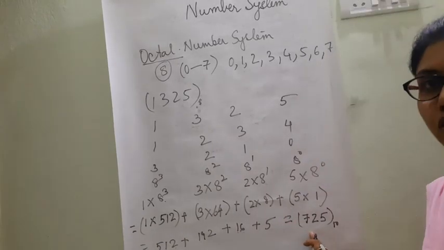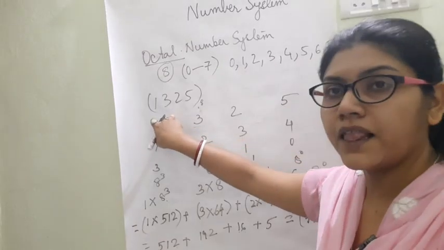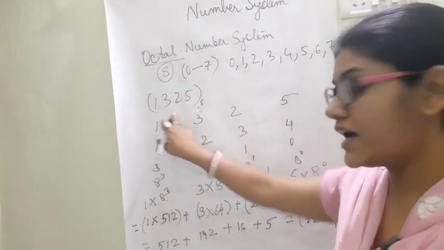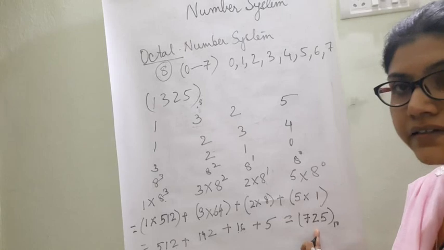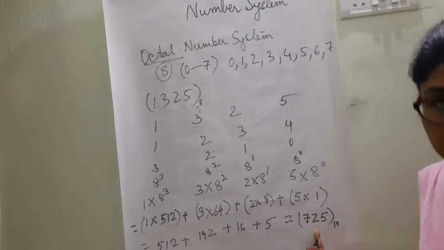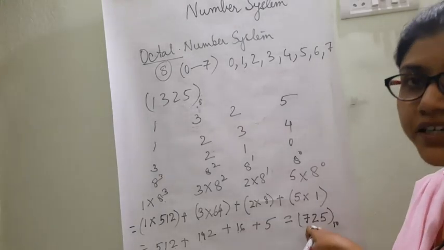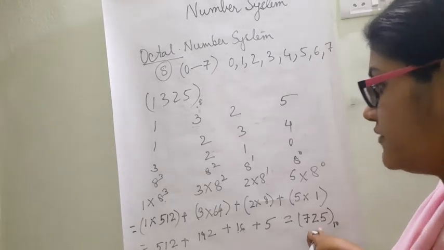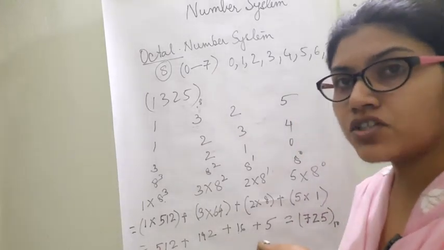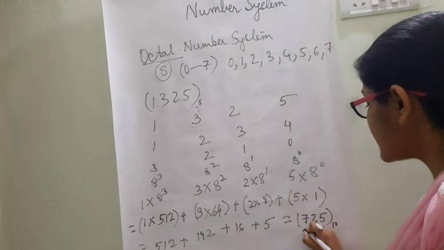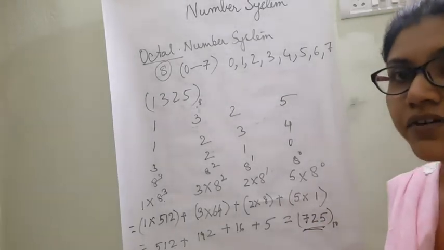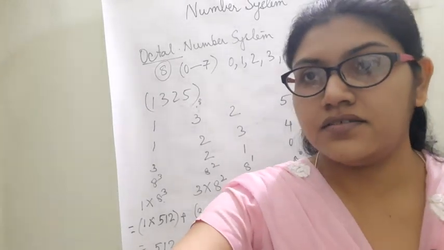This is the value of this number. This is the octal number, and we have converted it to binary: 725. The value is 725. Like this we will solve. Now, we will check whether our answer is correct or not.